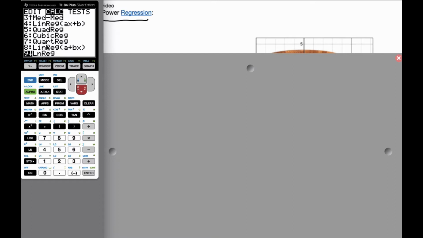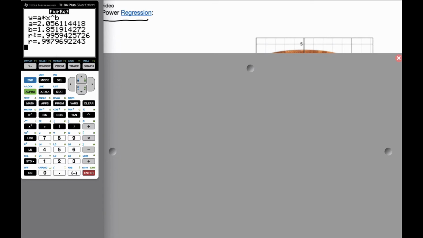There is even natural logarithm regression, so logarithm regression, exponential regression, and then A is power regression. There is a logistic model, and there's also a sinusoidal regression. So there's lots of different ones. But we're going to look at the power regression, and I've just thrown some random values into L1 and L2 just to go through the process.